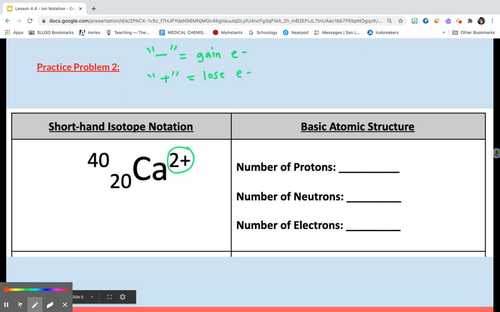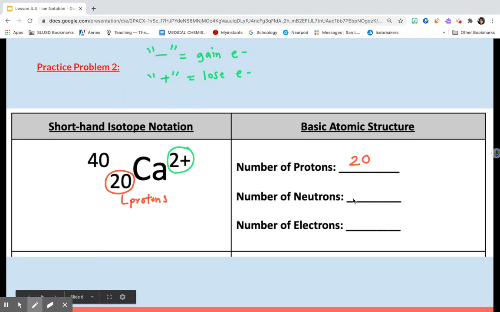Okay, so number of protons is what this problem is asking me for, and I'm going to use this written format to figure that out. So for number of protons, remember that's our bottom number. Therefore, I have 20 protons.